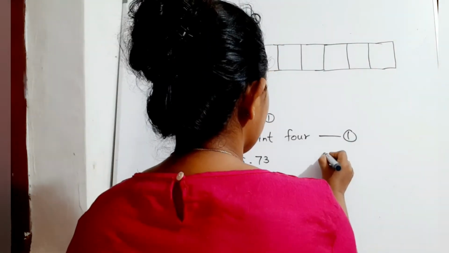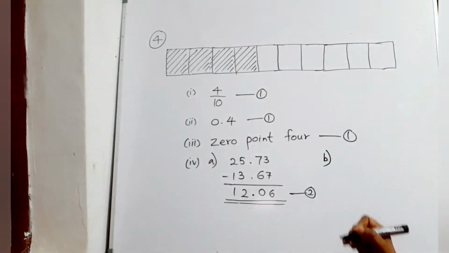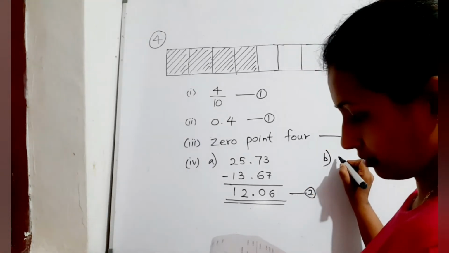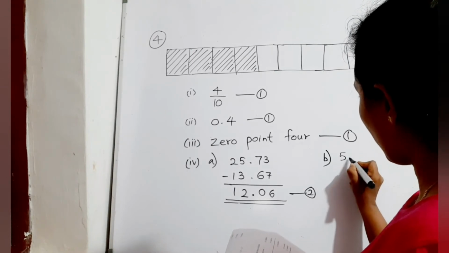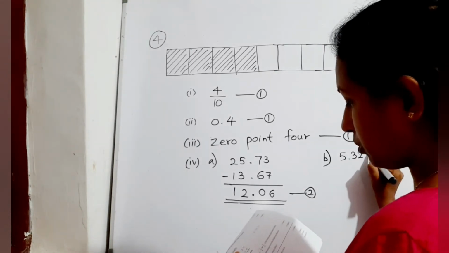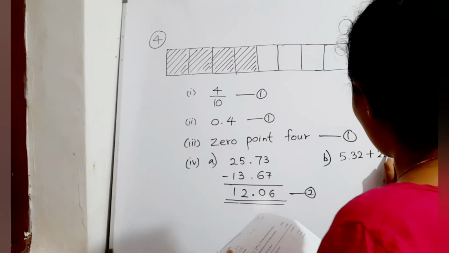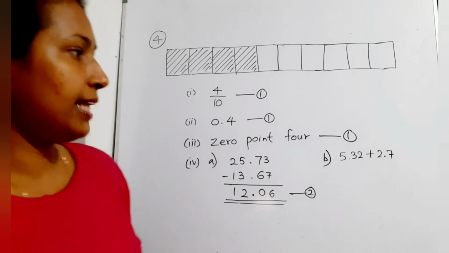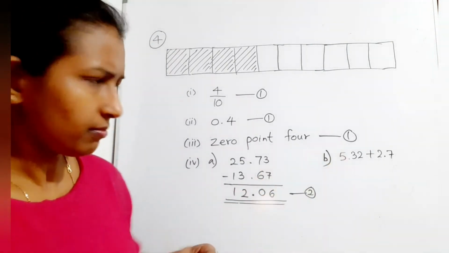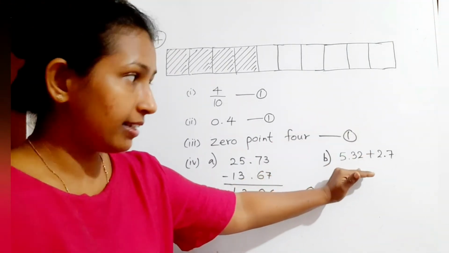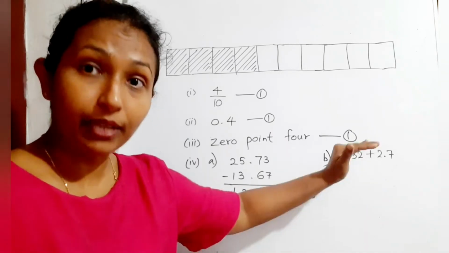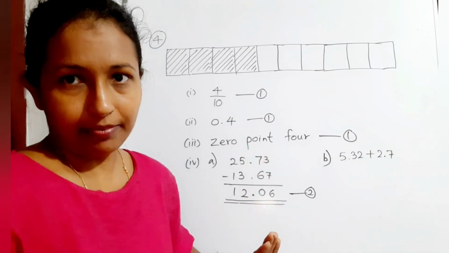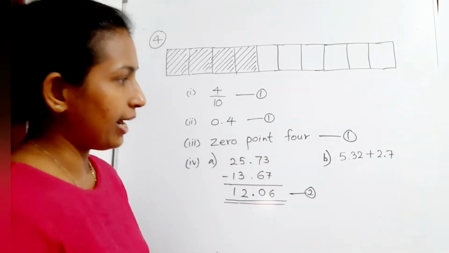Now the B part. For the B part, 5.32 plus 2.7. If you can't add like this, you can write one under the other. If you can add in this way, you can add like that. Okay. Let's see how to add.